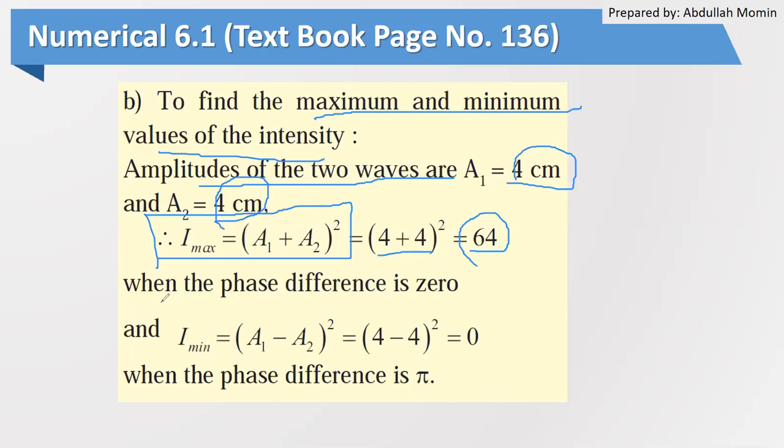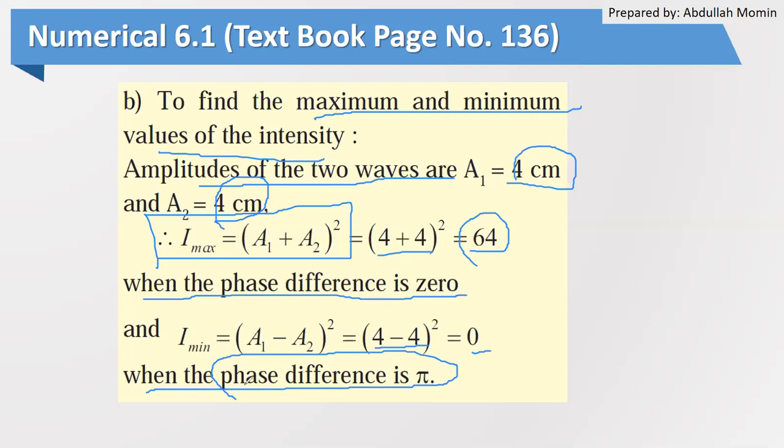Now this maximum intensity we will attain when the phase difference is 0. And minimum intensity is (A1 minus A2) whole square, that means (4 minus 4) whole square, 0. So when the phase difference is pi, we will get the minimum intensity.